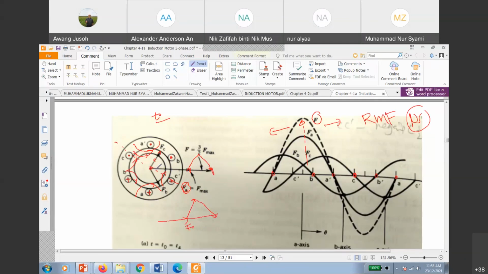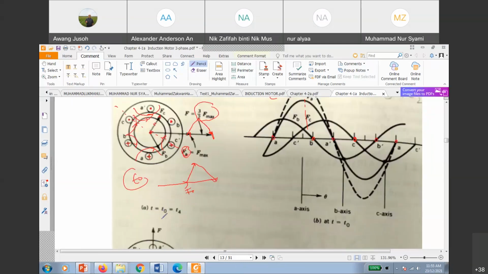So you see this resultant flux at T naught, with the value of 3/2 F max. Its maximum value is 3/2 F max. So that happens at T naught. Okay, so you got this vector, and this vector happens at T naught.